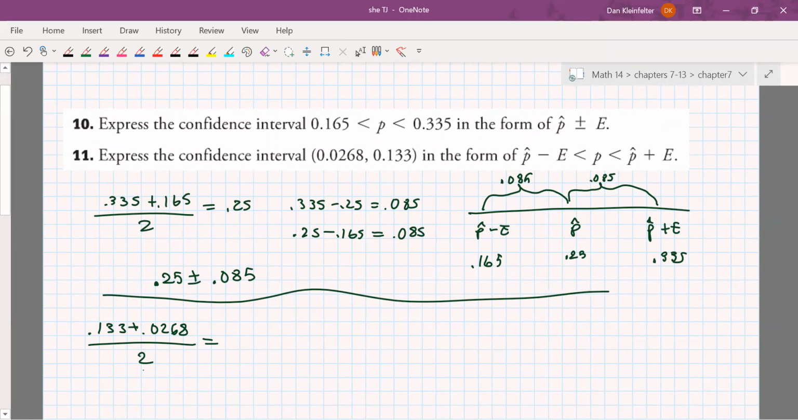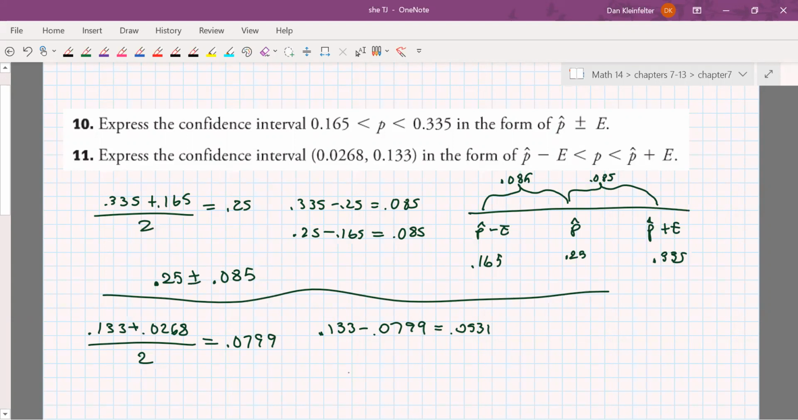And that's 0.0799. Okay, and then let me find the difference between the ends. So 0.133 minus 0.0799, that's 0.0531. I'll leave it to you to check the other end, but our margin of error is going to be 0.0531.